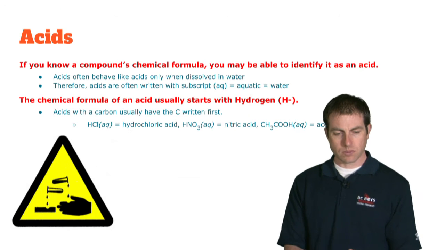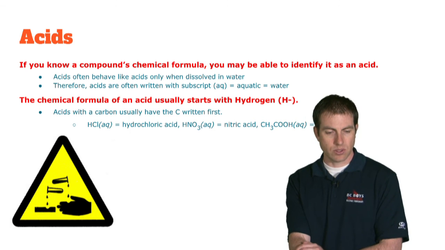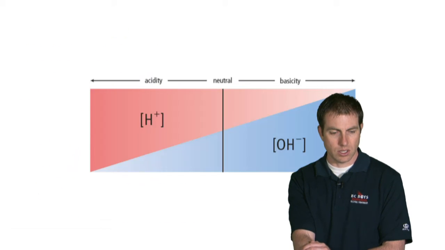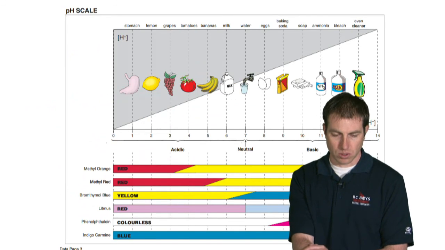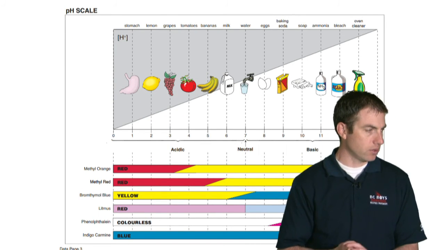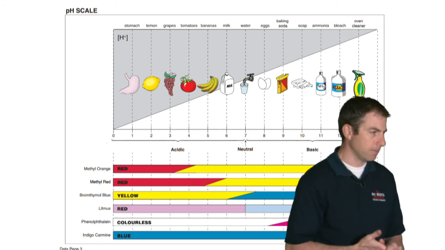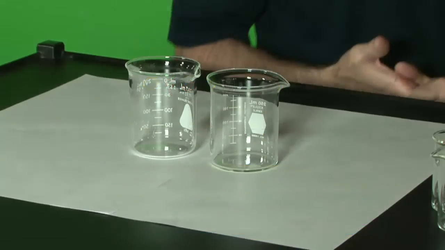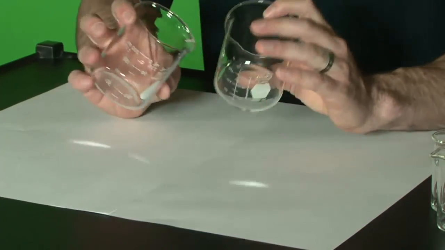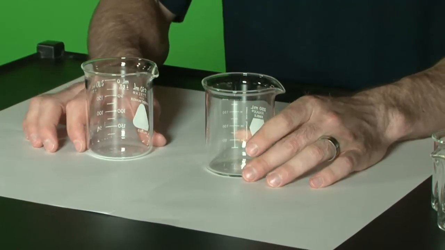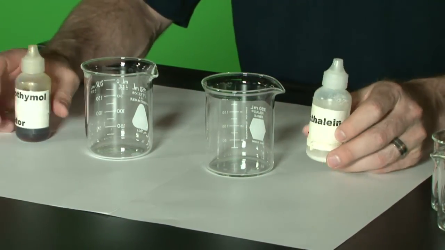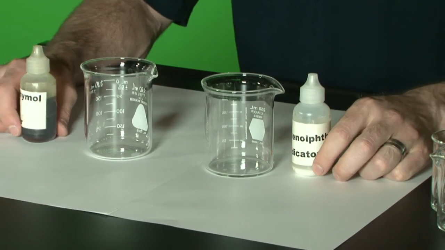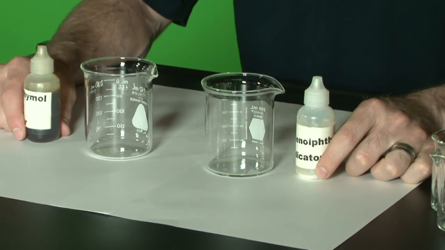So let's look at the definitions. Maybe we'll just jump over and look at some of the indicators here. I have just 2 empty beakers here. And then, as I said before, I have bromothymol blue, and I have phenolphthalein. And these are going to change colors depending on whether they're in an acid or a base.